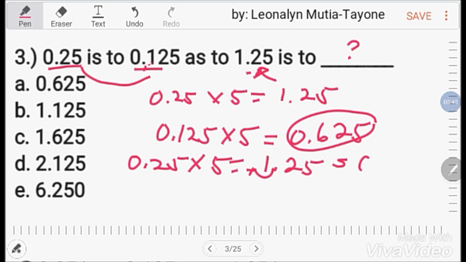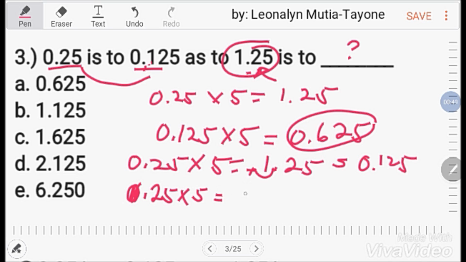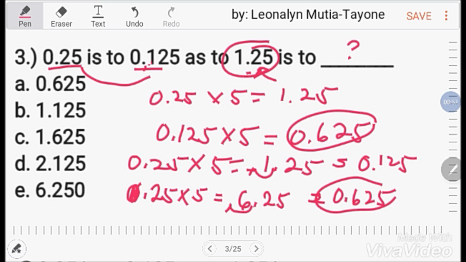I-move mo lang yung decimal para mag 0.25 siya. So, ito naman, si 1.25, i-multiply mo siya ng 5, magiging 6.25 siya. I-move mo rin yung decimal dyan, so magiging 0.625 siya. Ito pa rin ang sagot.